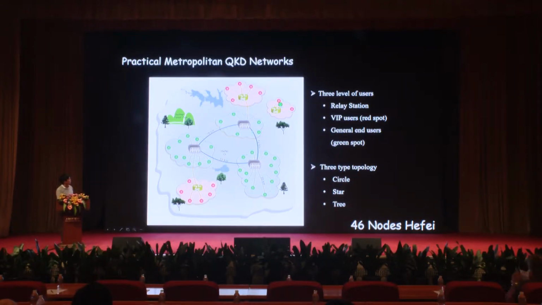We also have three types of users. One is the relay, one is called the general users, and the VIP users here means one can use an optical switch without a trusted relay, so they can directly communicate and distribute the keys.